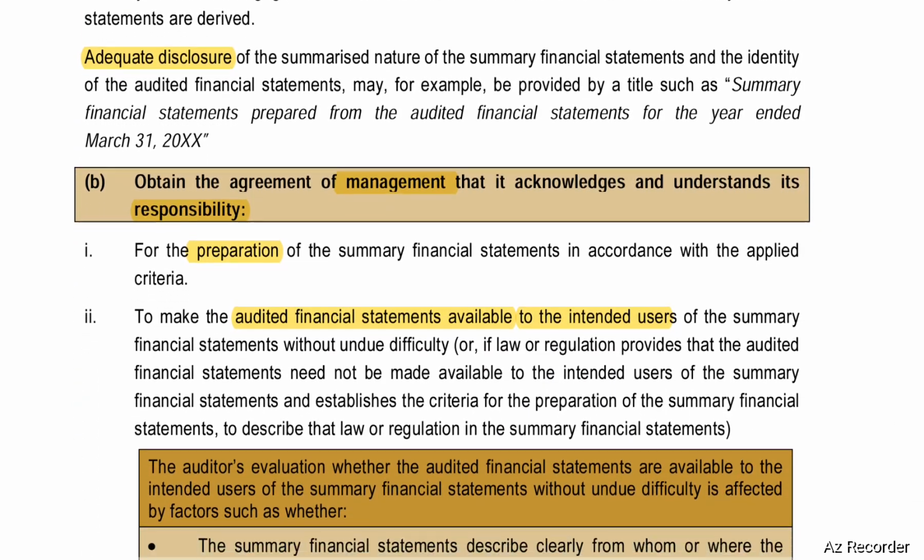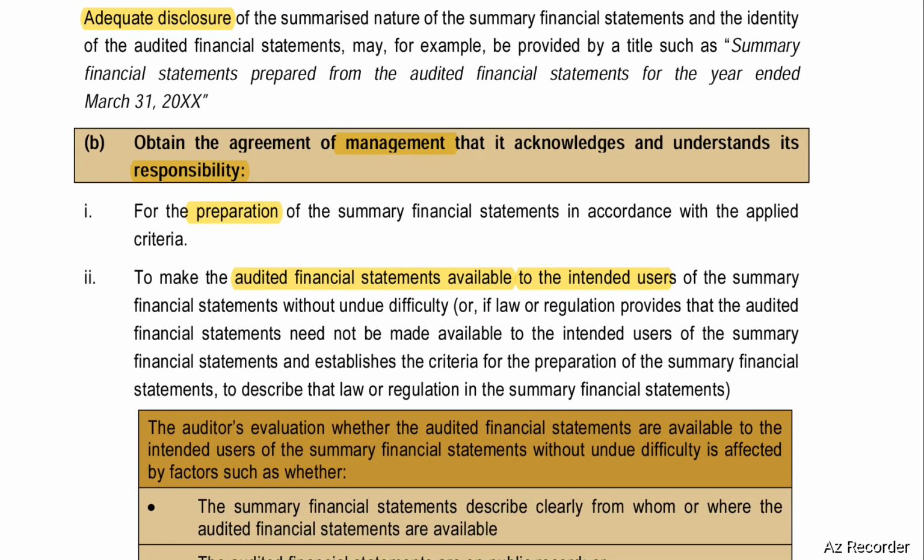Adequate disclosure of the summarized nature of summary financial statements and the identity of the audited financial statements may, for example, be provided by a title such as "Summary Financial Statements prepared from the audited financial statements for the year ended 31st March so and so."